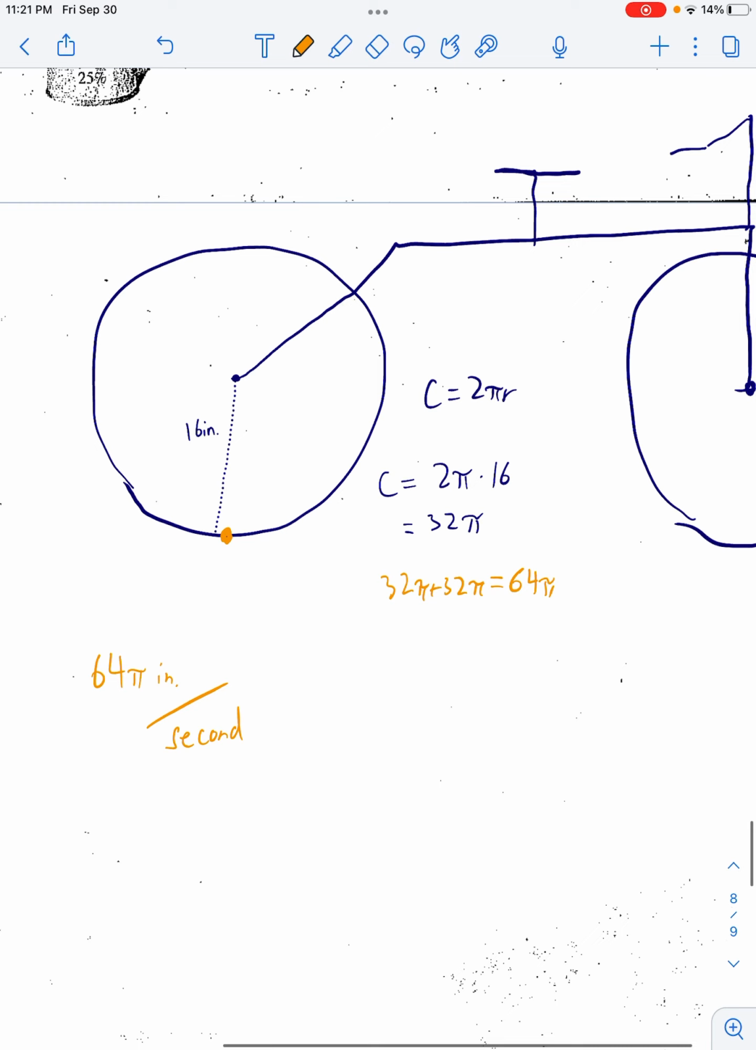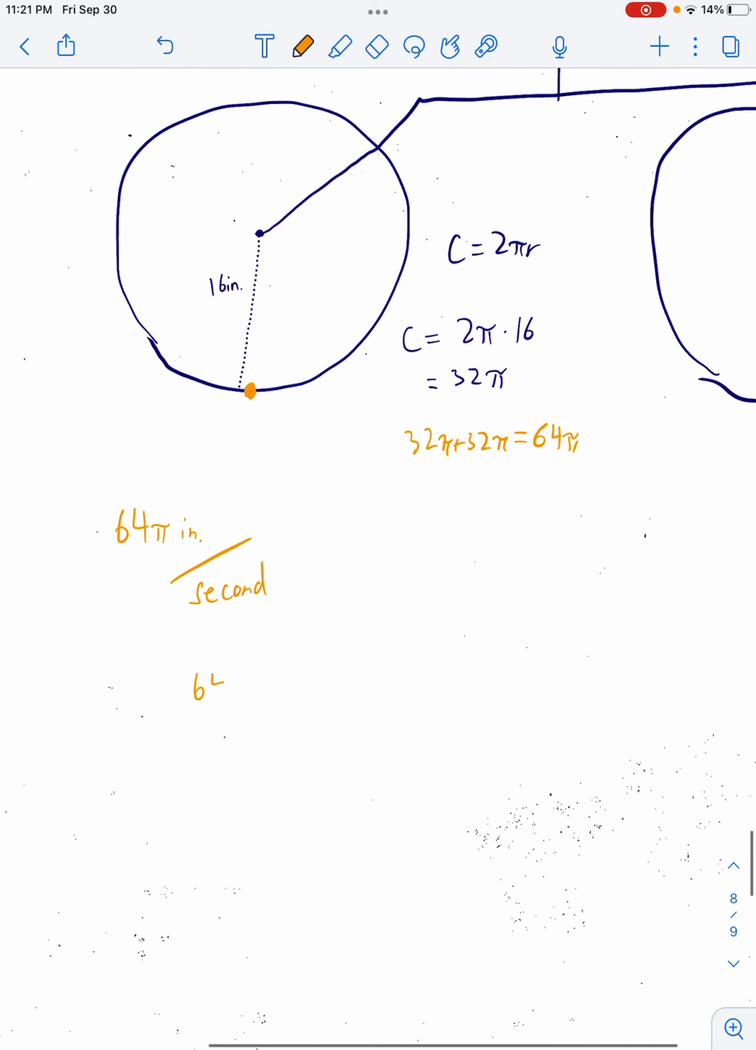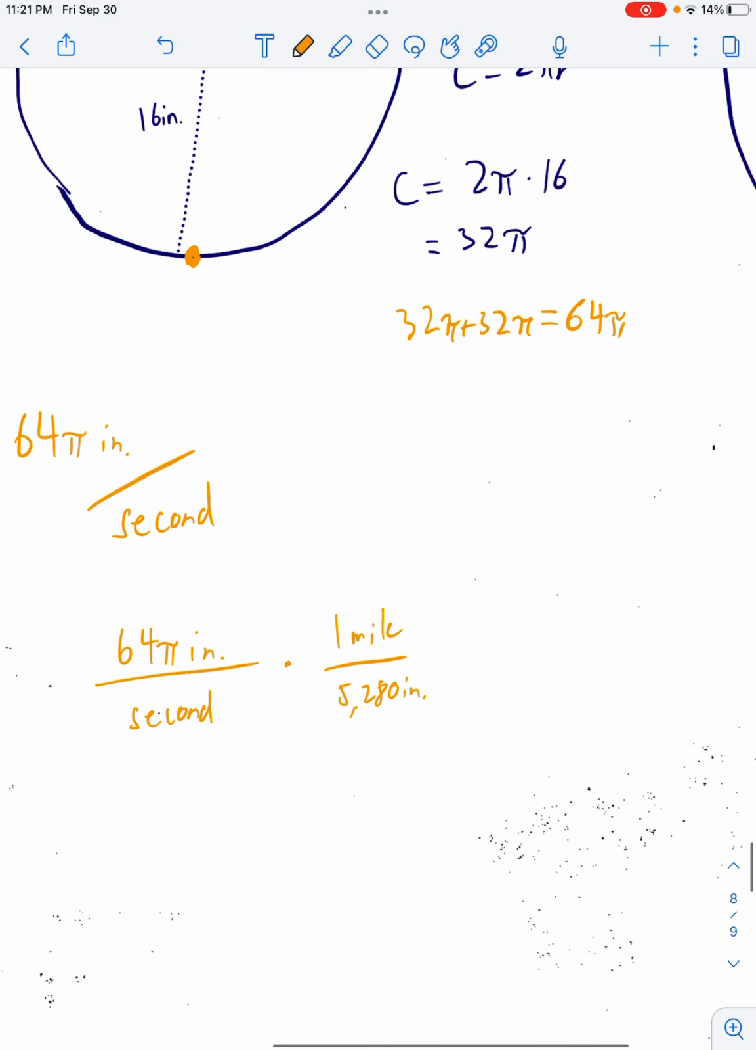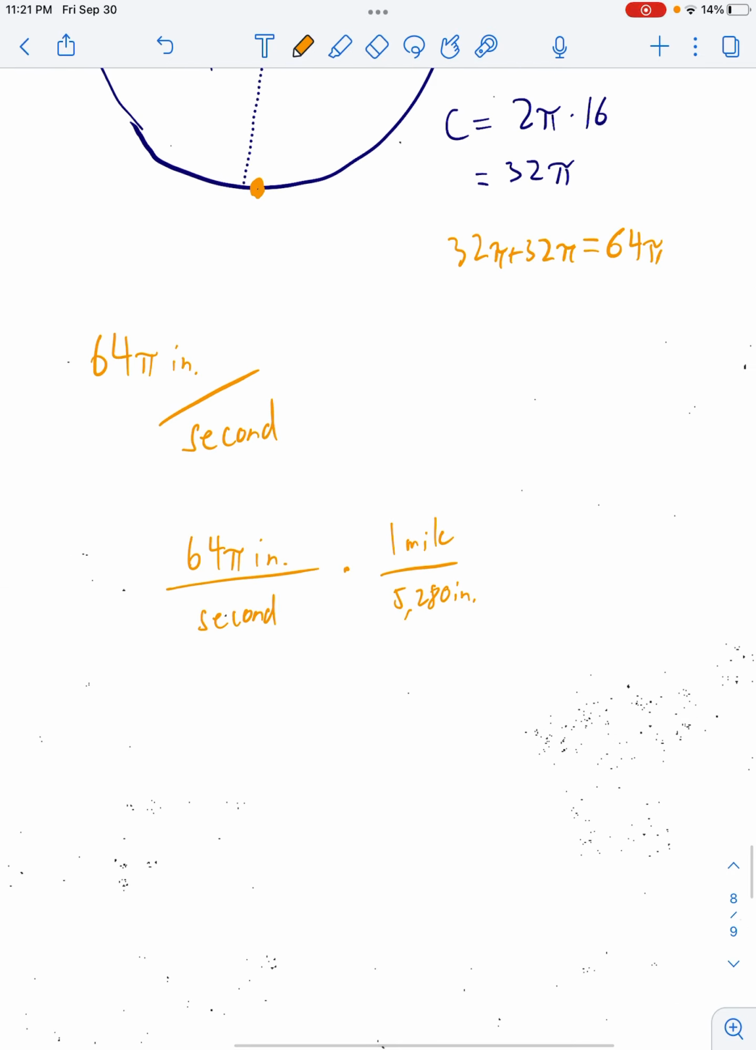So let's do a little bit of dimensional analysis. I don't know if you remember this from chemistry, but we start out with 64 pi inches per second. We want to end with miles per hour. So let's think about this. In 1 mile, there's going to be 5,280 feet. Okay, so we've got to convert from inches to miles because we want miles per hour. I did that as my first step. I put the inches in the denominator because I need that to cancel out with the inches in the numerator. So I put 1 over 5,280.